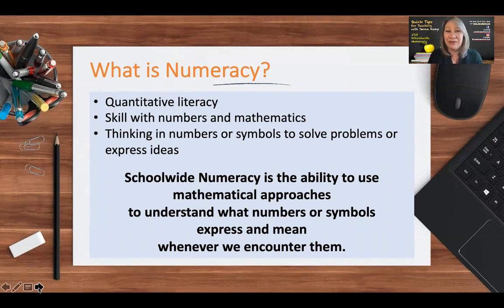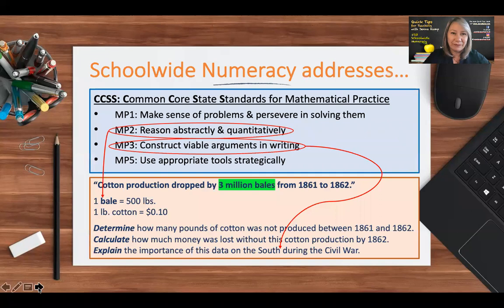whenever we encounter them. We encounter mathematics, numbers, and symbols in all sorts of disciplines outside of the math classroom. So just as school-wide literacy is the ability to use text-based approaches to understand what letters and words express or mean, numeracy allows us to use mathematical approaches in any discipline to better understand what we're reading or learning or studying or talking about.